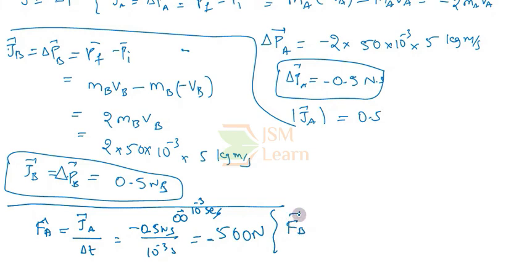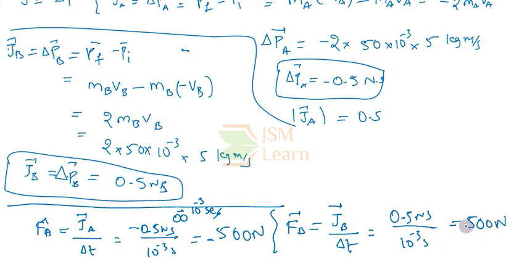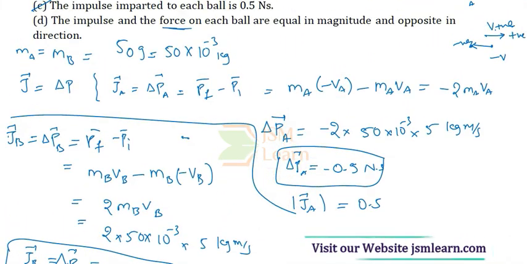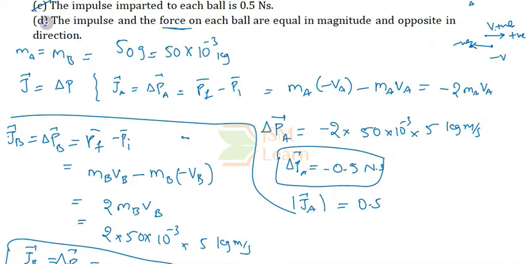Coming to the force exerted on ball B by ball A, it is the impulse imparted on ball B divided by delta T, that is nothing but the same 0.5 Newton seconds by 10 power minus 3 seconds. When we solve, we get 500 newtons. Here we can see that the forces exerted on ball A and ball B both have the same magnitude, but their signs are opposite, that is, their directions are opposite. So we can conclude that the impulse and the force exerted on each ball are equal in magnitude and opposite in direction. It is true. The remaining options are wrong. So options C and D are true.